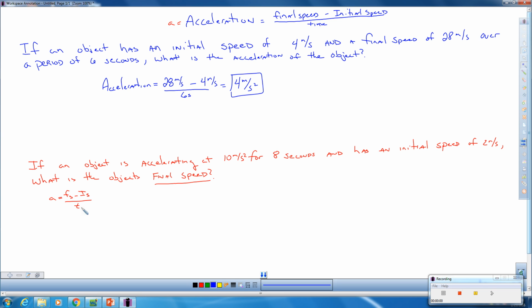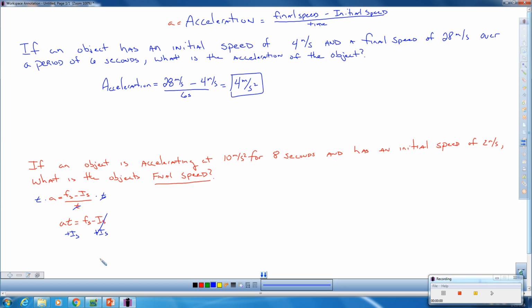This stuff's all being divided by time, so we're going to multiply both sides of the equation by time. They're going to cancel on this side of the equation. All right, and we're going to be left with acceleration times time equals final speed minus initial speed. So this is just going to be some simple algebra. We've got to get the final speed by itself, so we have to add the initial speed to both sides of the equation here.